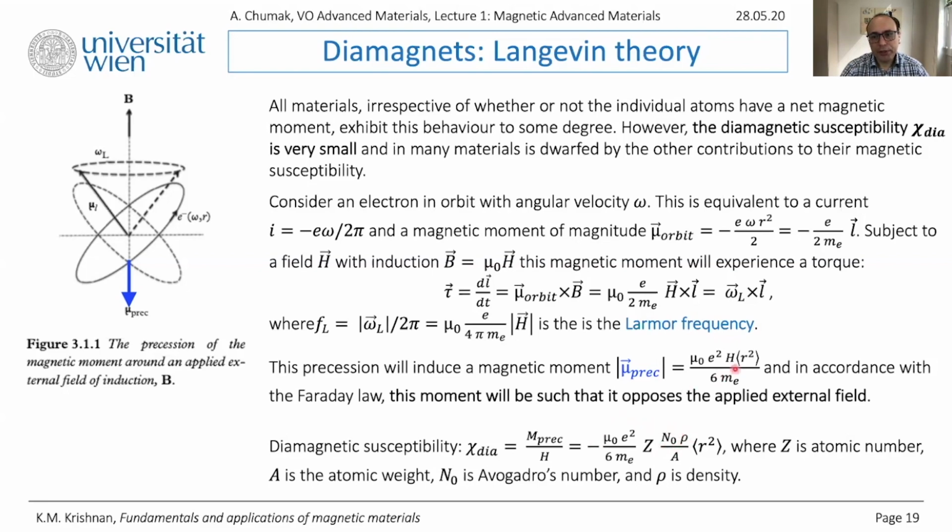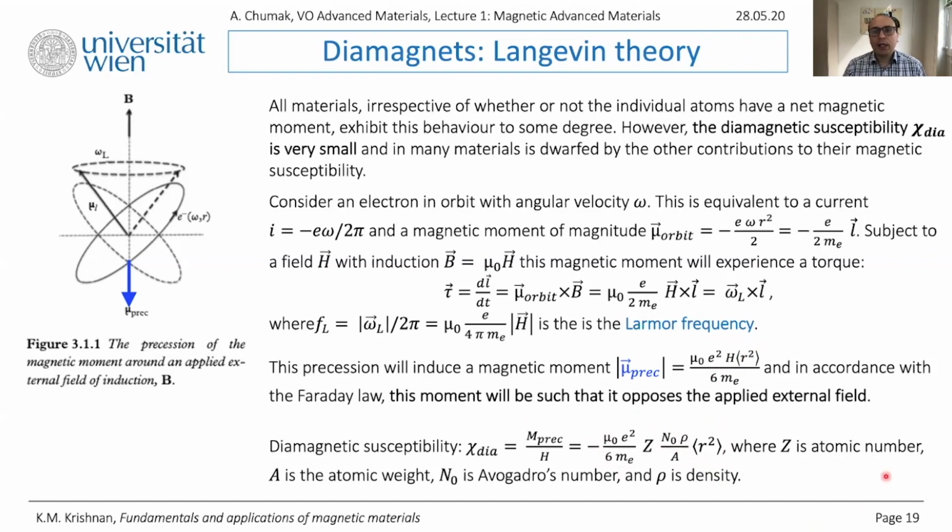And H simply disappears because susceptibility is the total magnetic moment divided by H. Therefore, H disappears, and here is your value for diamagnetic susceptibility. Good. To summarize, a few comments.